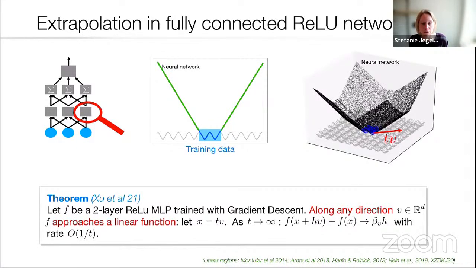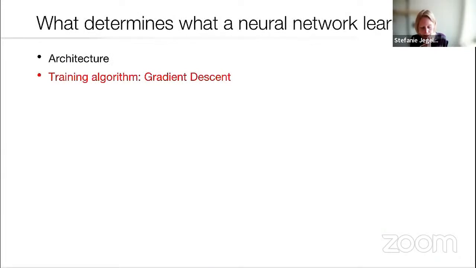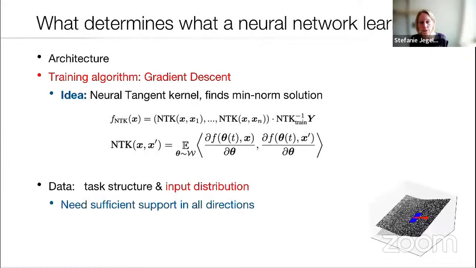That's kind of interesting, so let me take a step back. What actually determines what a neural network learns? We said the architecture, and we already had this alignment. Then we have the training algorithm, gradient descent, which gives us the neural tangent kernel framework and these linear extrapolations. I'm going to skip the details of the neural tangent kernel. And then there's one more thing: the data itself. Even if it's okay that you learn just a linear function, the ReLU network can implement lots of different functions, and you need enough data to actually learn the right linear function. In this example, we had data only in the positive direction, and in the negative direction you have no supervision, so it may be implementing some other linear function. So you need sufficient support in all directions.